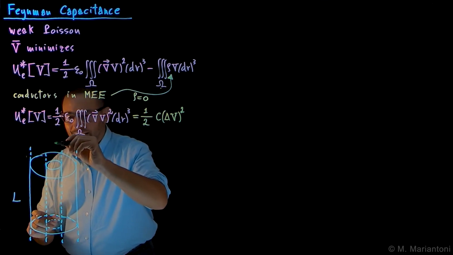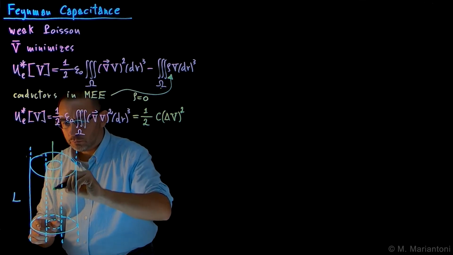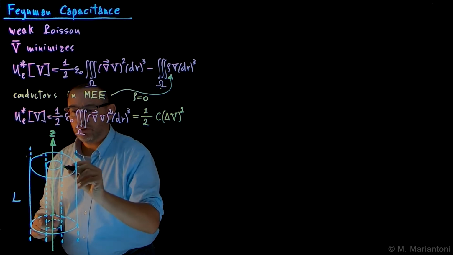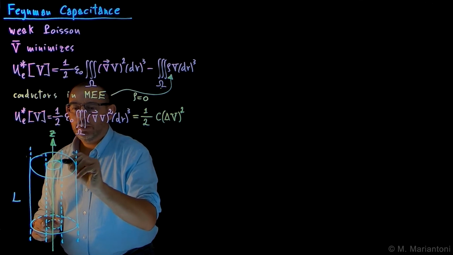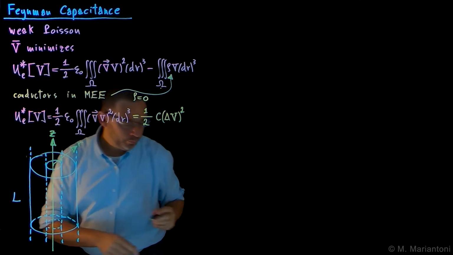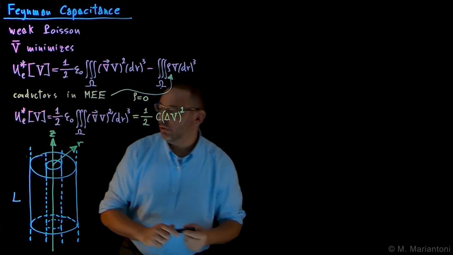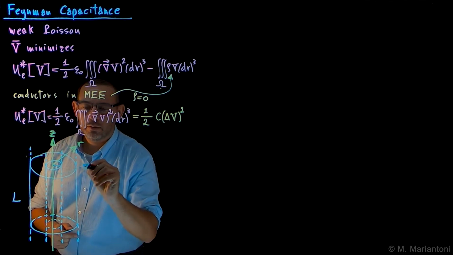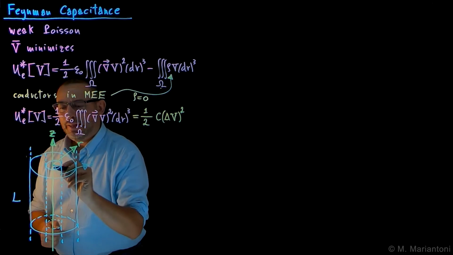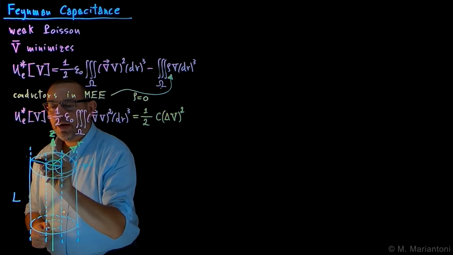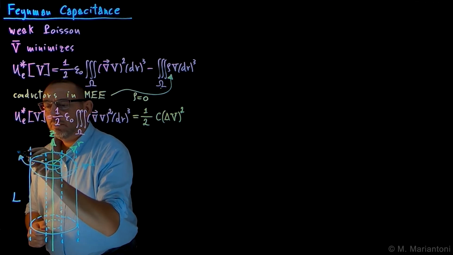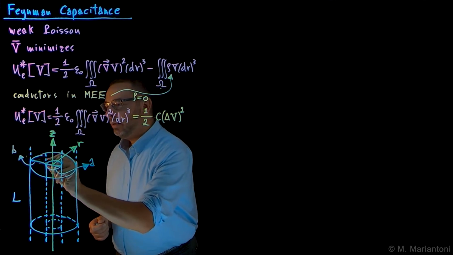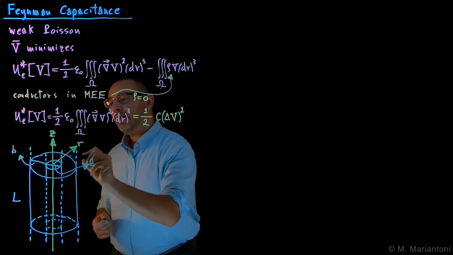We use a cylindrical coordinate system. This is the z-axis of such a coordinate system. This is the origin. This is the coordinate r. Let us define the inner radius of this inner cylinder, small a, and the outer radius of the outer wall, small b. So a is the inner radius, b is the outer radius, r is a generic point.